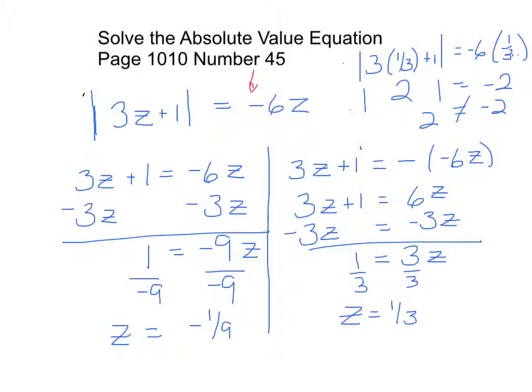So the only correct answer is my negative 1/9. Remember, if you have variables on both sides of an absolute value equation, to check them for extraneous solutions.